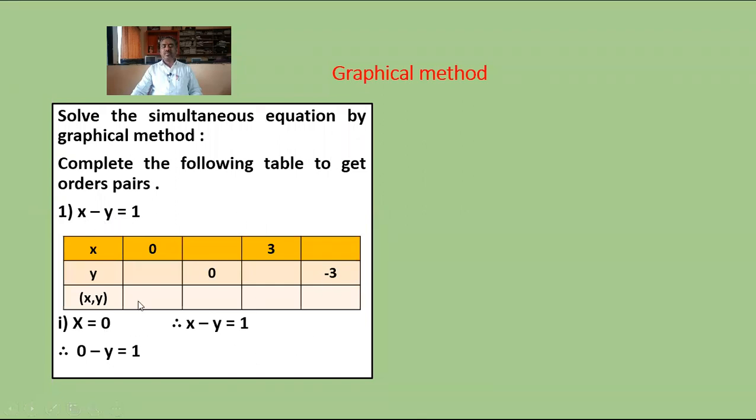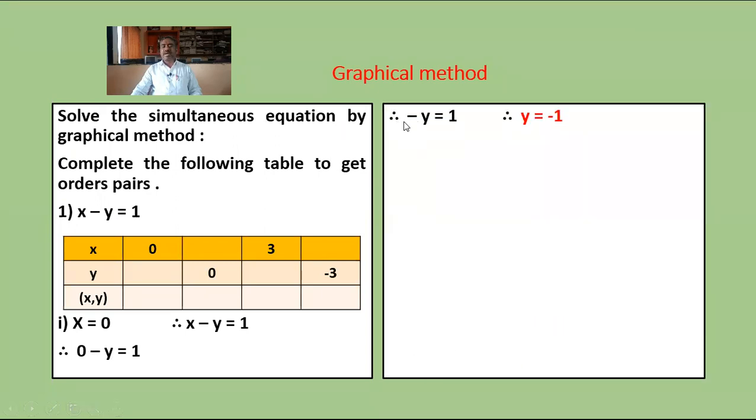Therefore, first x is equal to 0. Given equation x minus y is equal to 1. x is equal to 0, so 0 minus y is equal to 1. Then we get minus y is equal to 1. Therefore, y is equal to minus 1 when x is equal to 0. And the coordinate is (0, minus 1).